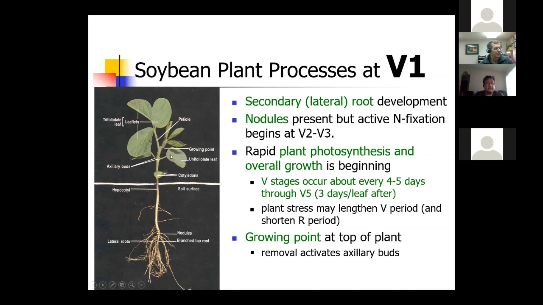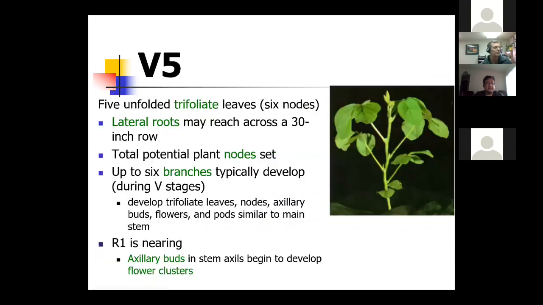And if any leaves are taken off, that activates these axillary buds to take over for the loss of the leaves. And then we'll move along to V5 when we have 5 unfolded trifoliate leaves. And so at this point, these lateral roots can actually reach all the way across a 30-inch row.